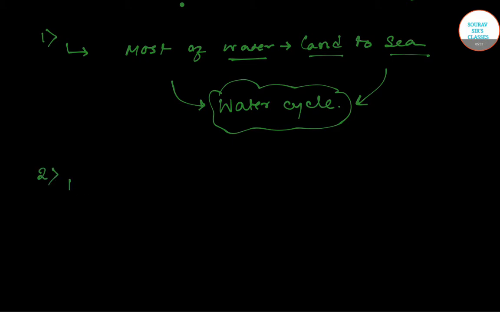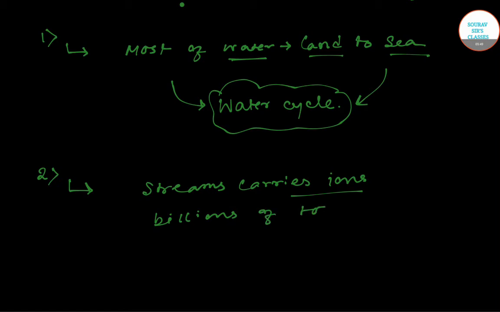Let's see the second point. Streams carry billions of ions. I already told you that streams carry ions, obviously with the water body or the water molecules, and tons of sediment to lower elevations. So it carries billions of ions and billions of tons of sediment to lower elevation.